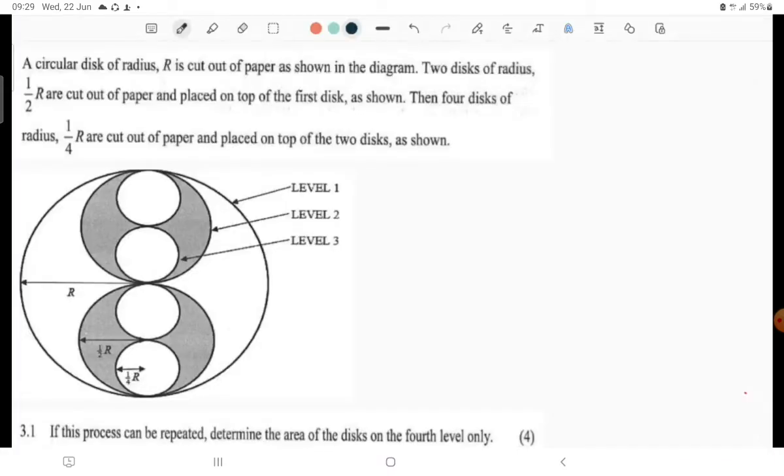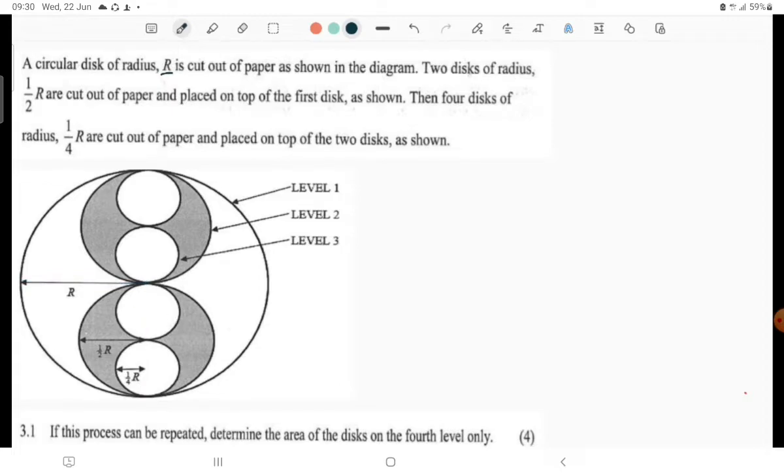Right, let's read this question. A circular disc of radius r is cut out of paper as shown in the diagram below. So this is the disc that we are talking about, that is cut out, and it has a radius of r, which means from here to here we move r units, and from here to here we move r units. So this is what we have.